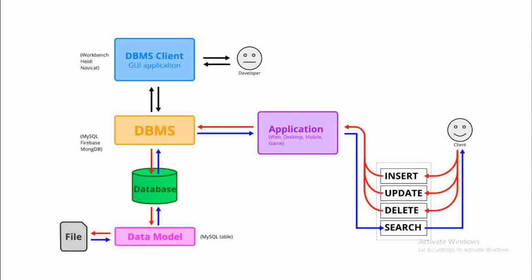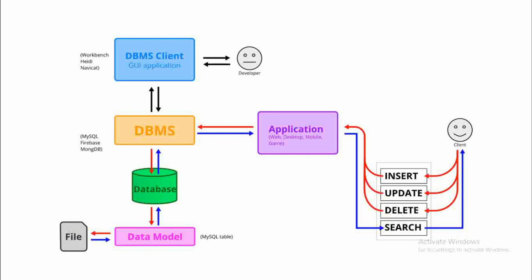If we consider the process of a database management system, from the developer side, the database management system gives developers access to edit, modify, and update data stored in a database. From the client side, it gives the client access to edit and update data stored in a database according to their authority. The client can access the database management system using a web application, a desktop software, a mobile application, or a game. A developer can access the database management system using software like Workbench, Heidi, or Navicat.